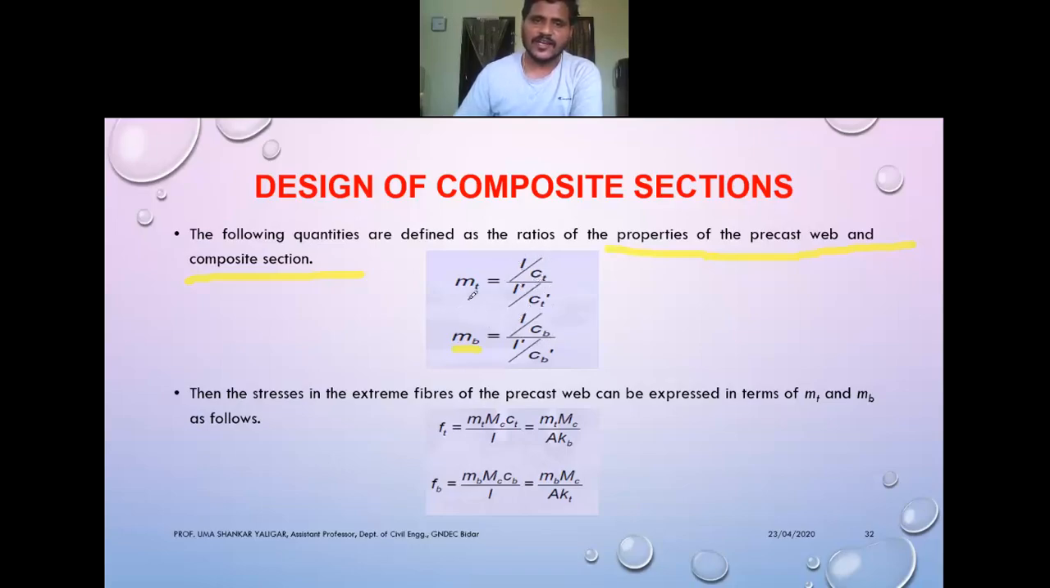In this way you can calculate mt and mb, so that the stresses in extreme fibers of precast web can be expressed in terms of mt and mb. Therefore the stress at the top fiber is equal to mt Mc ct by I, which you convert into mt Mc divided by A kb. Similarly, the stress at the bottom is equal to mb Mc by A kt. Mc is the moment when the composite section is acting, A is the area of your section, and kt is the top kern point.